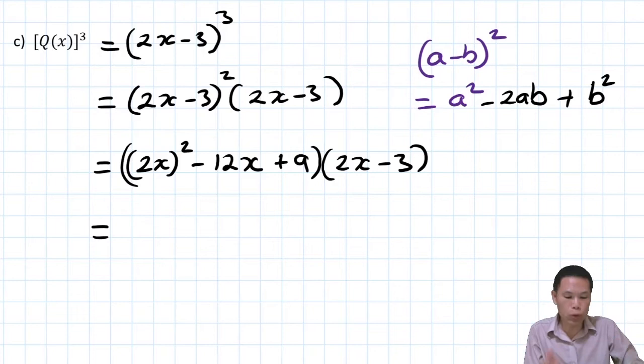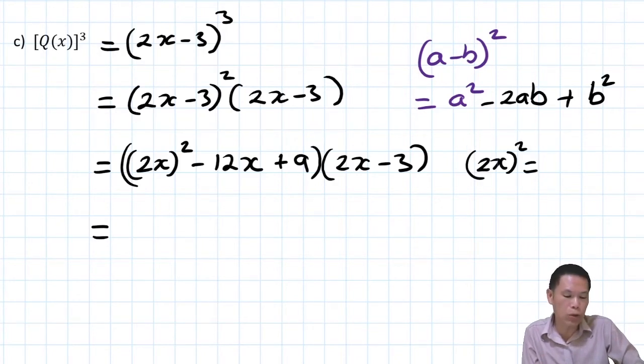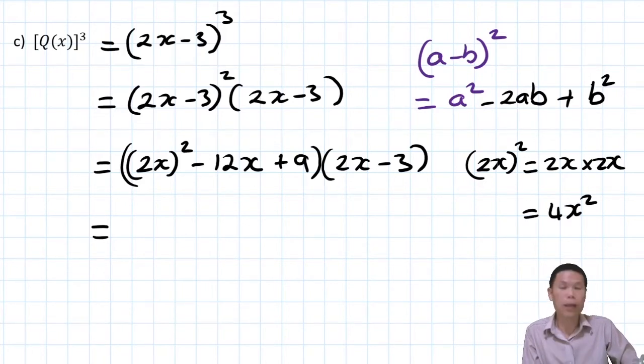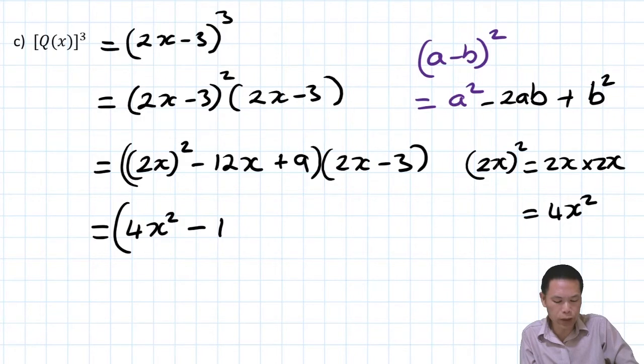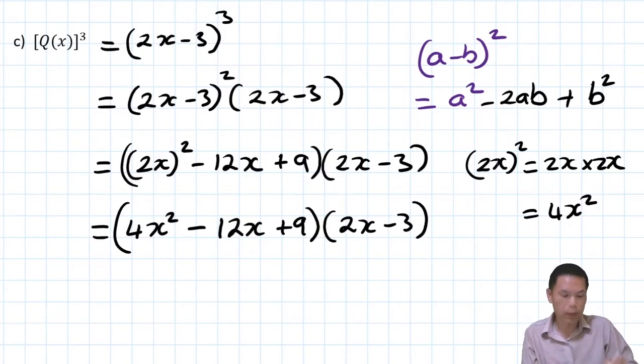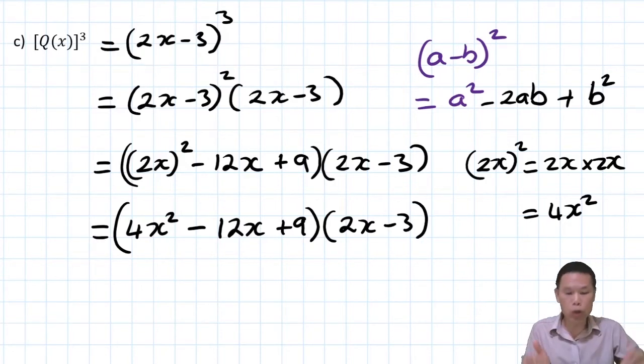So 2x all square is equal to 2x times 2x if you like. So that gives me 4x squared. So this one I just write 4x squared. And minus, of course, a bracket here. I just write this down. 12x plus 9 and then 2x minus 3. Then I expand one more time.